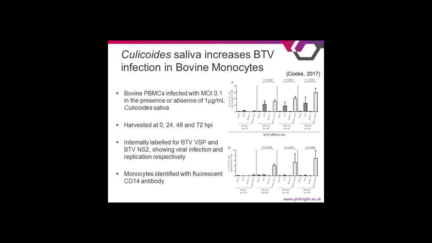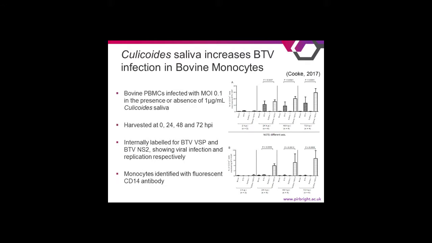So a bit of preliminary data, off of which my study was based, was taken from my supervisor's thesis, Dr. Lindsay Cook, where she infected bovine peripheral blood mononuclear cells, PBMCs, with an MOI of 0.1 in the presence or absence of saliva. She then harvested these cells at 0, 24, 48 and 72 hours post-infection and internally labelled them for blue tongue viral structural protein, VSP, and non-structural protein, NS2. VSP shows viral infection and NS2 shows replication within the cells. She gated on a CD14 positive population, so these were monocytes.